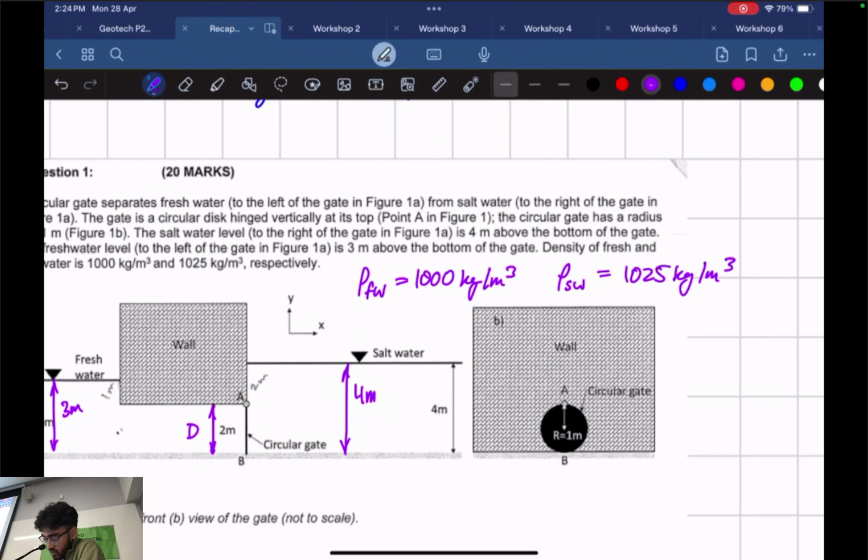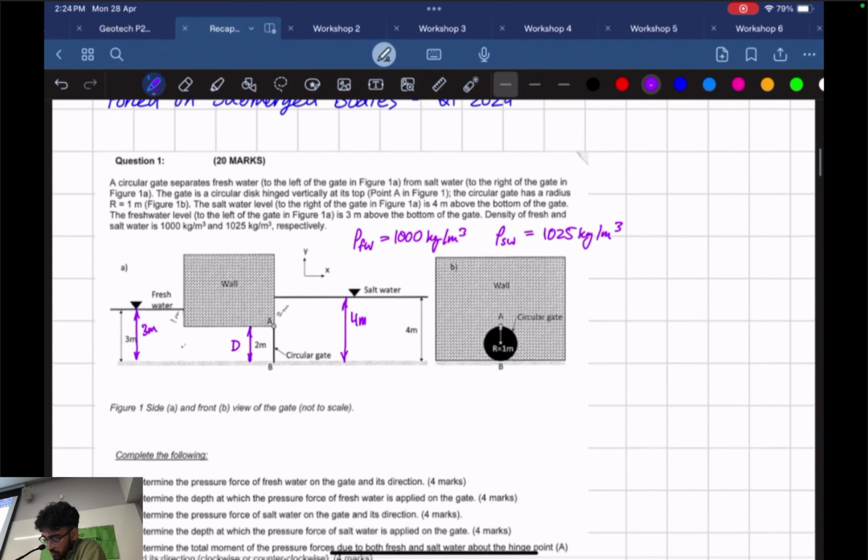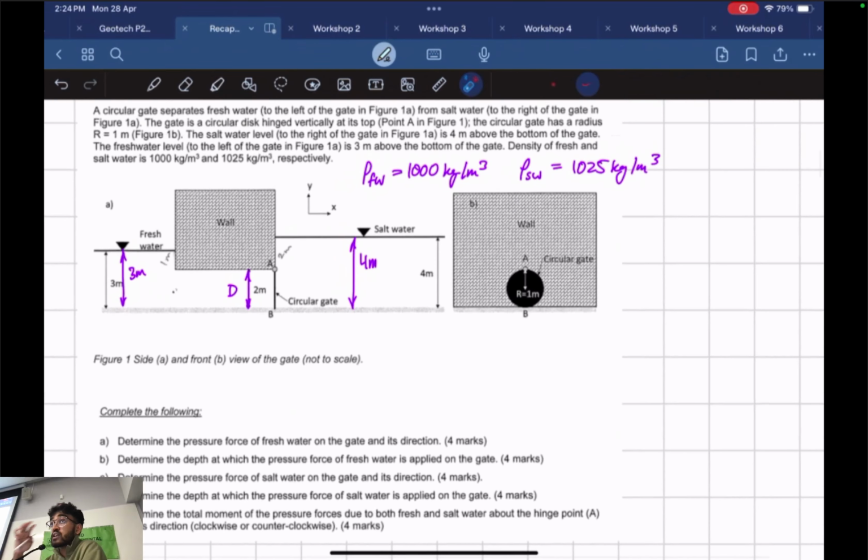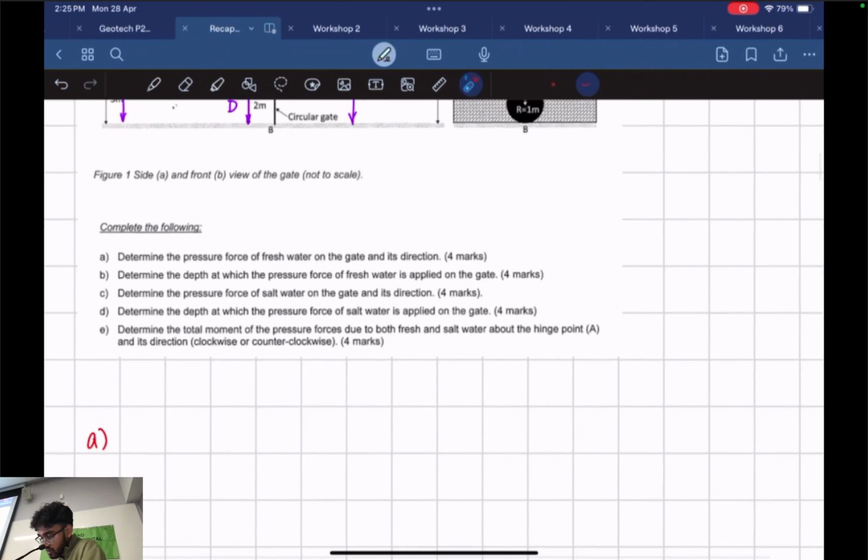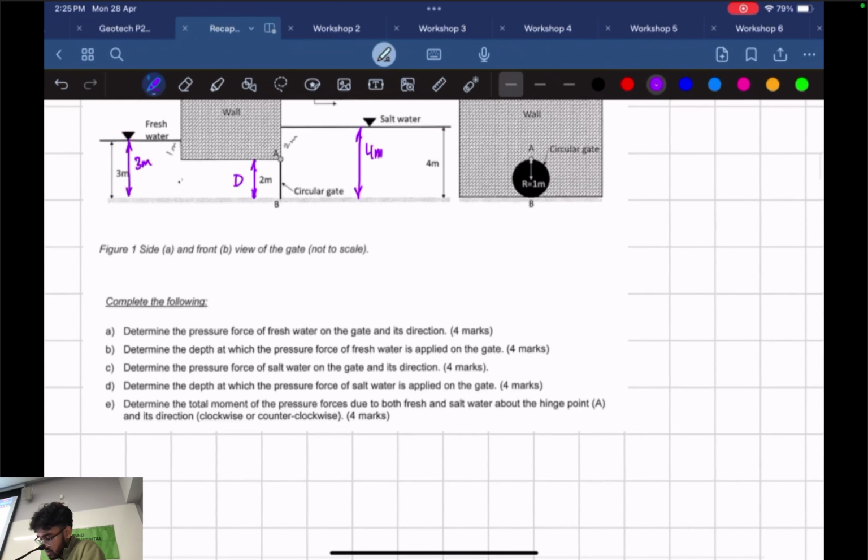Okay, so let's take a look at the first question. Determine the pressure force, also known as hydrostatic force, of the fresh water acting on the gate and its direction. If you see pressure force, don't get confused, it just means hydrostatic force. At the moment we're just caring about the fresh water and the force due to the fresh water. So let's do question A.